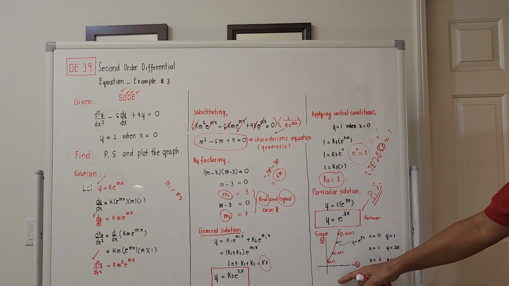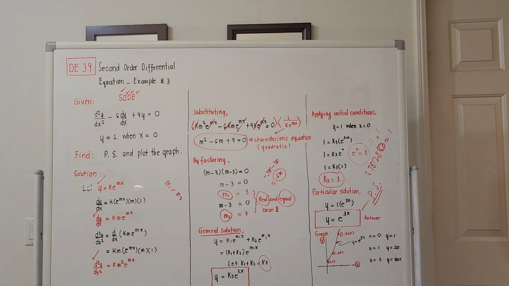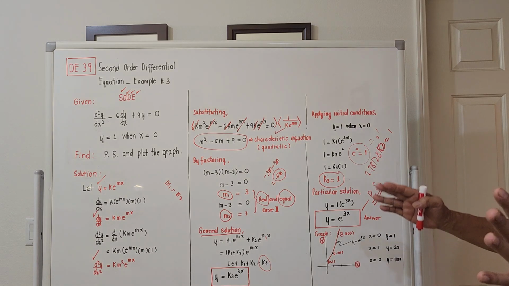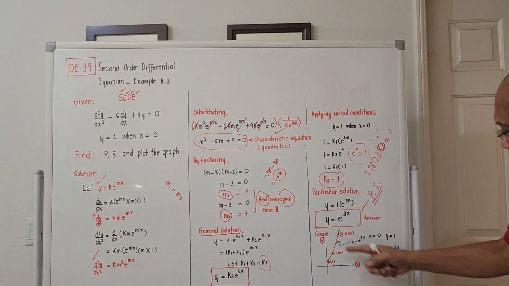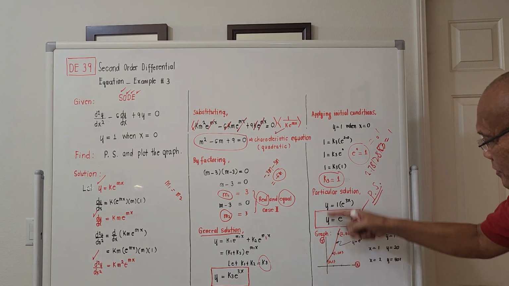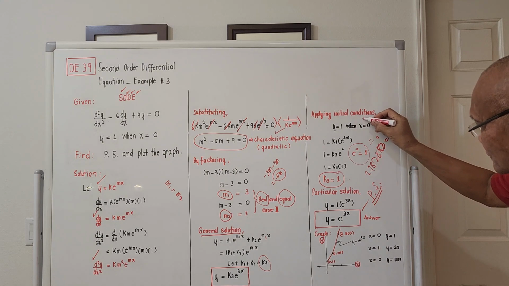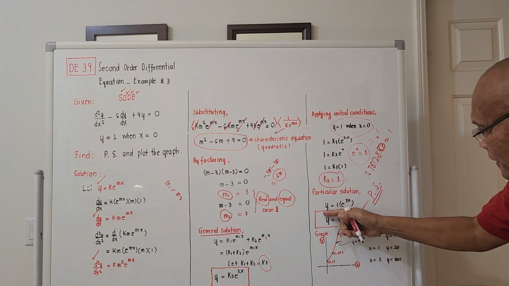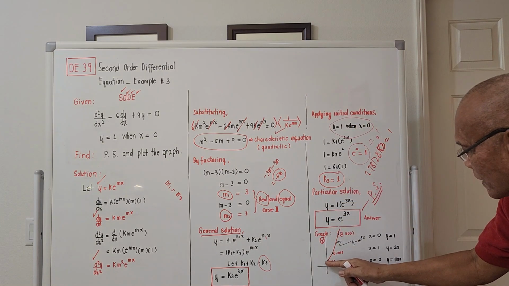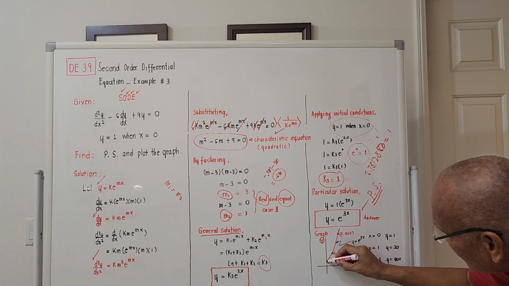So if we now try to plot the graph of this, it's easy. I just need 3 points on the graph. When x is 0, y is 1. That is the initial condition, right? When x is 0, y is 1. It is this point here.